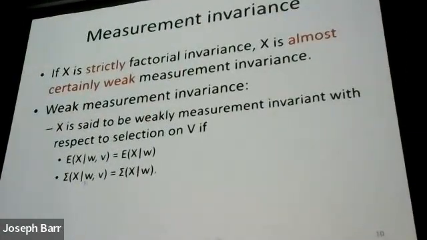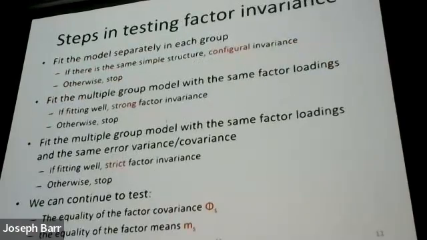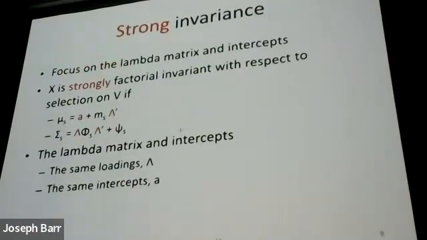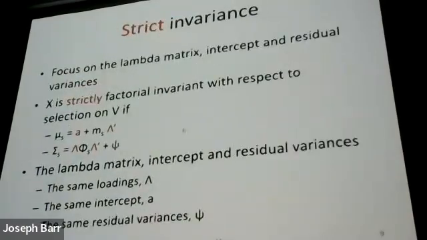And also, if X is strictly factorial invariant, X almost certainly has weak measurement invariance. And what is weak measurement invariance? You have to specify that these two moments are the same, so the first moment and second moment are exactly the same. Then you can say that these are weak measurement invariance. So we have different steps, and we just showed you these models.